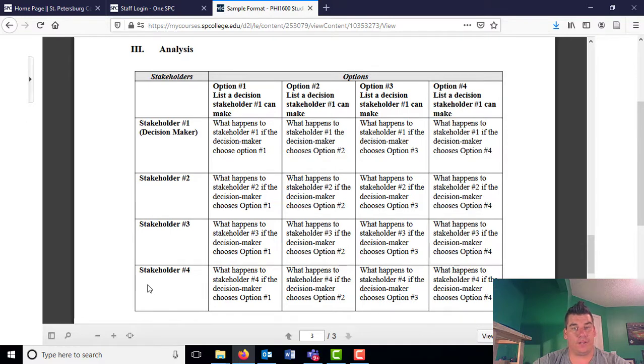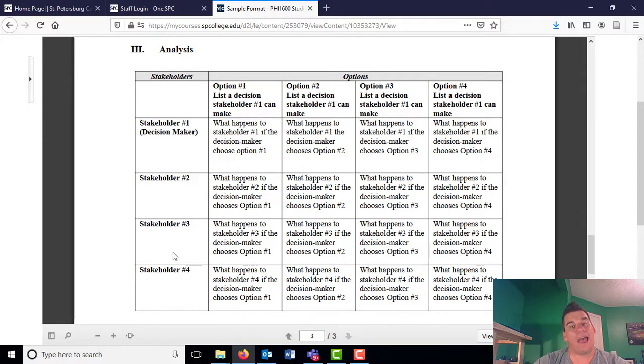Stakeholder number 1 is your decision maker. So I'd put Bob here. And I want this word decision maker under there so we know that's who's making the decision. So here I'd have Bob, and here I'd have his wife, and here I'd have the boyfriend, and maybe here I'd have the neighbor, because these are all people who are directly involved in the case.